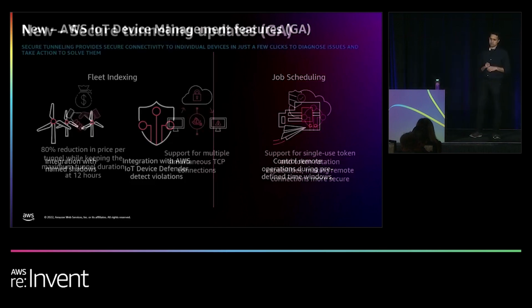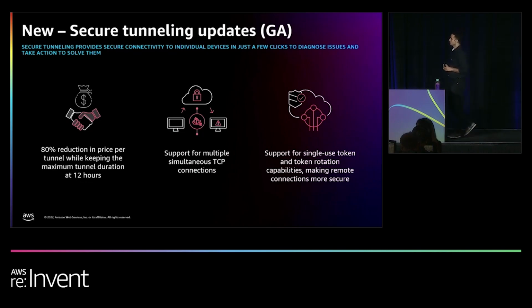And I mentioned secure tunneling earlier, right? So we made that easier to use. First, we reduced the price by 80%, and we kept the same tunnel duration, so customers can tunnel to devices for 1 hour or 12 hours and continue diagnosing any problems they have at 1/5 the price. Multiple TCP connections, so you might have multiple operators working and trying to diagnose the same device.